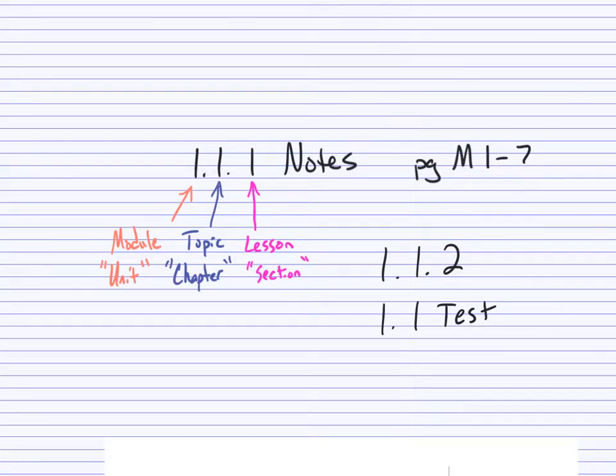The other thing is up here, you're going to see me talking about page numbers all the time. The M1 means Module 1. So we're talking about the first unit. So I'm just probably going to keep saying page 7, and since we're on module 1, M1 is understood. So when I say page 7 or page 13, I probably won't be saying M1.